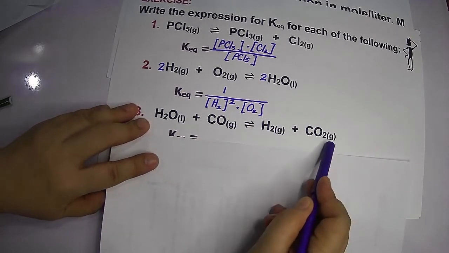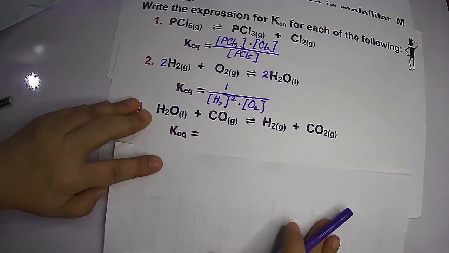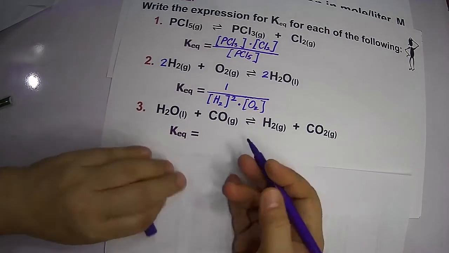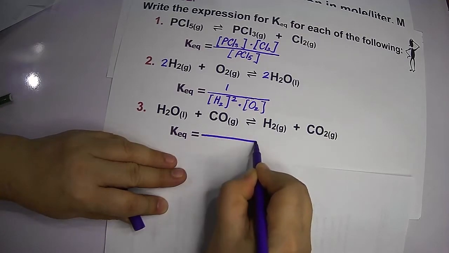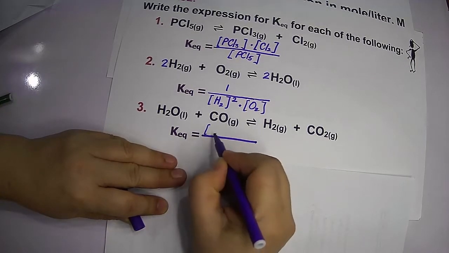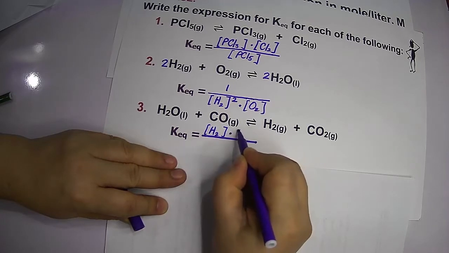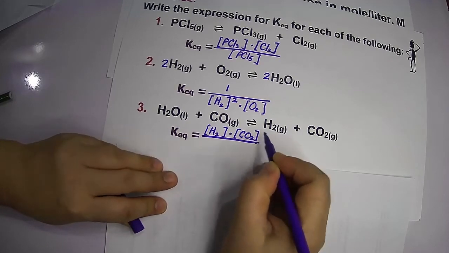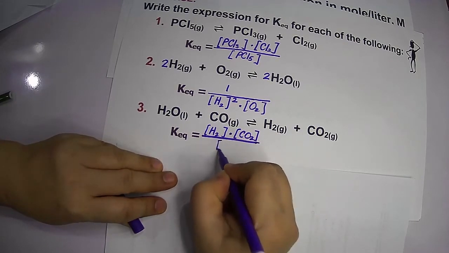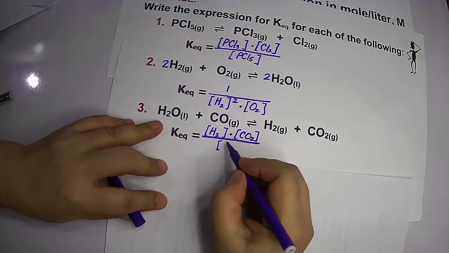On the product side, we have hydrogen and carbon dioxide in the gaseous state, so all the product species are in the numerator. The concentration of the hydrogen gas is multiplied by the concentration of carbon dioxide gas. And in the reactant, the water in liquid state is taken as 1.